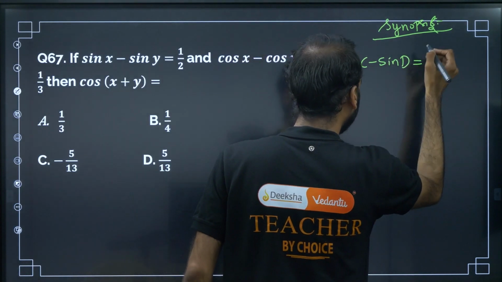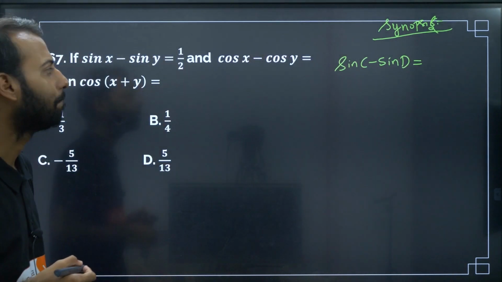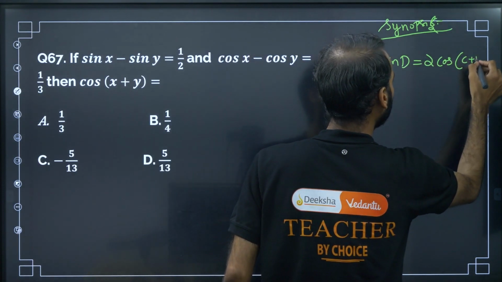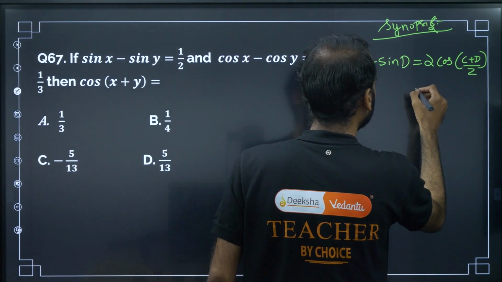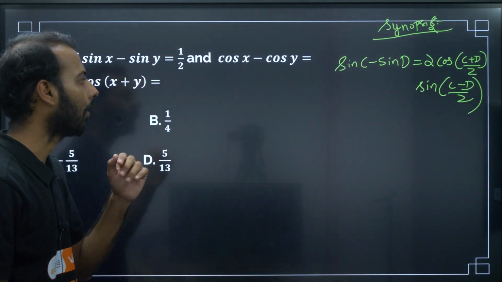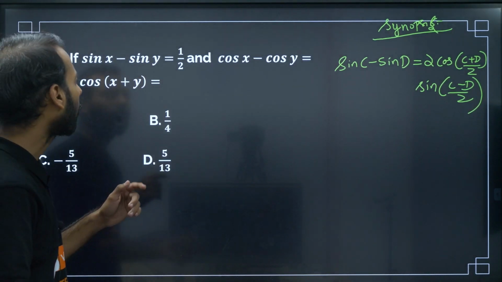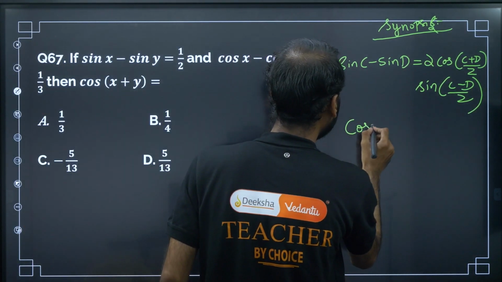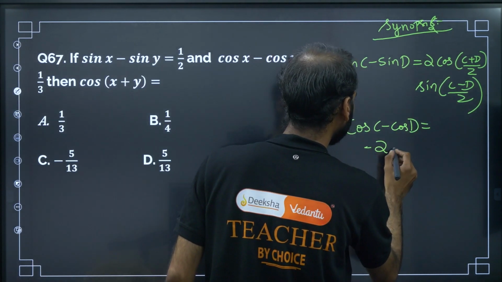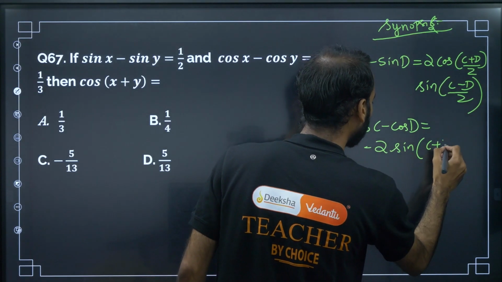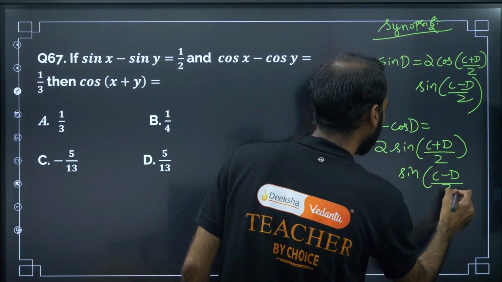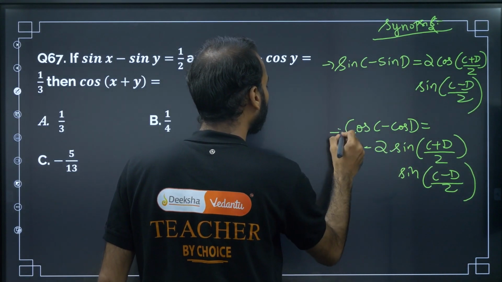Sin c minus sin d is equal to 2 cos of c plus d by 2 times sin of c minus d by 2. This is the sin c minus sin d formula. Next formula, cos c minus cos d. Cos c minus cos d is minus 2 sin of c plus d by 2 times sin of c minus d by 2. This is one formula, and this is one more formula.